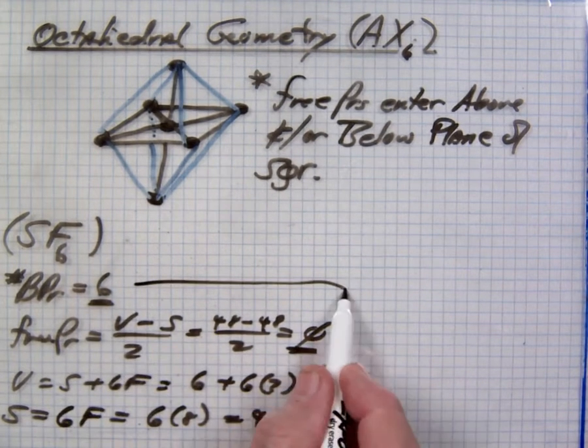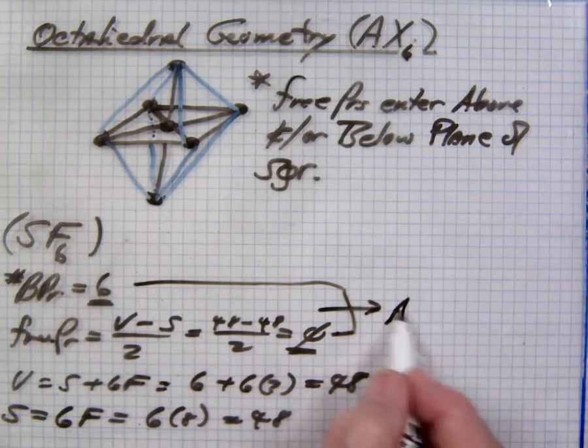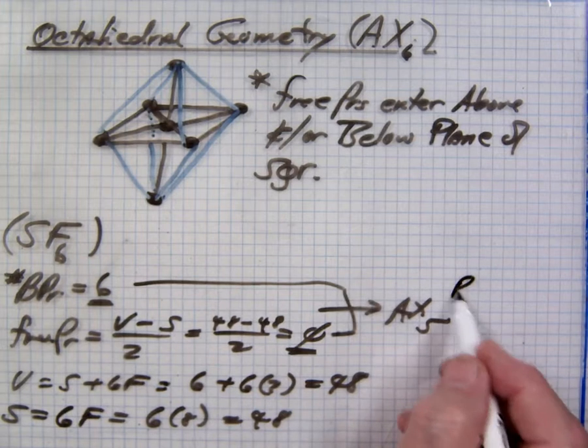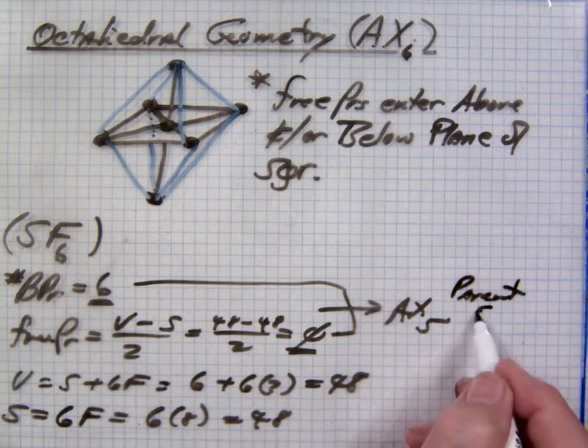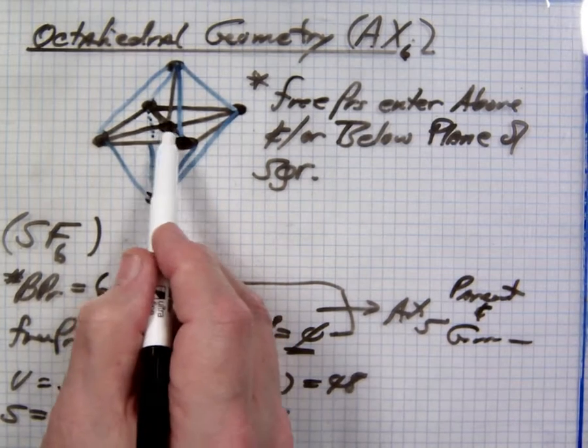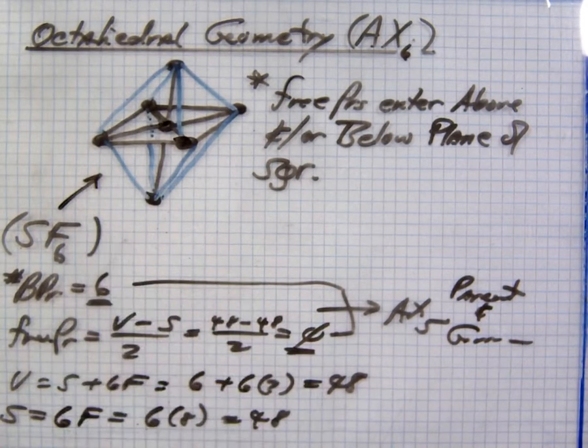And so these two give us an AX6 parent and geometry. So this is both the parent and geometry. So here is your SF6 right there. Everything bonded out, sulfur in the middle and fluorides attached all the way around.